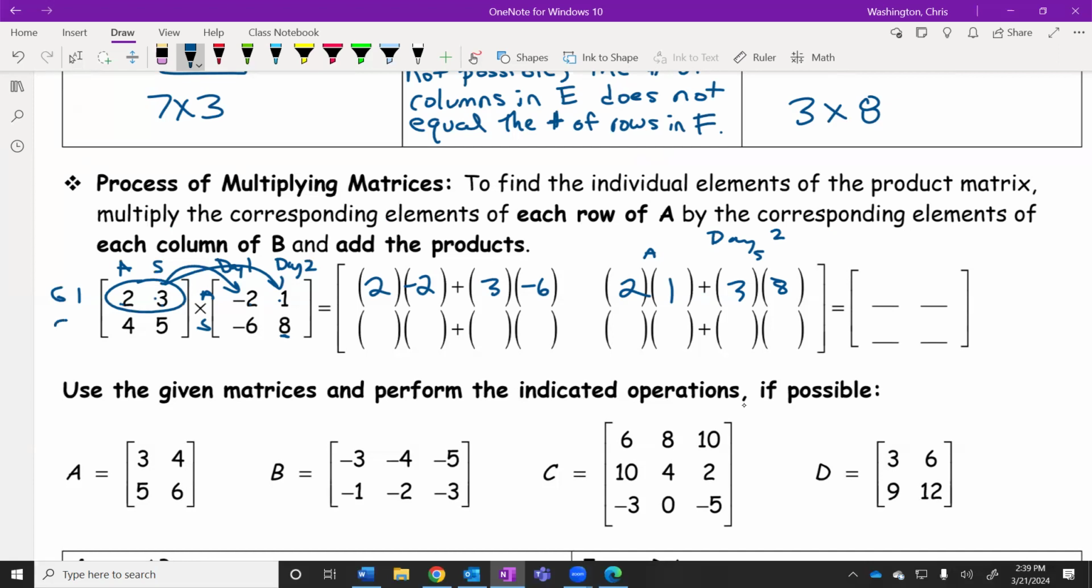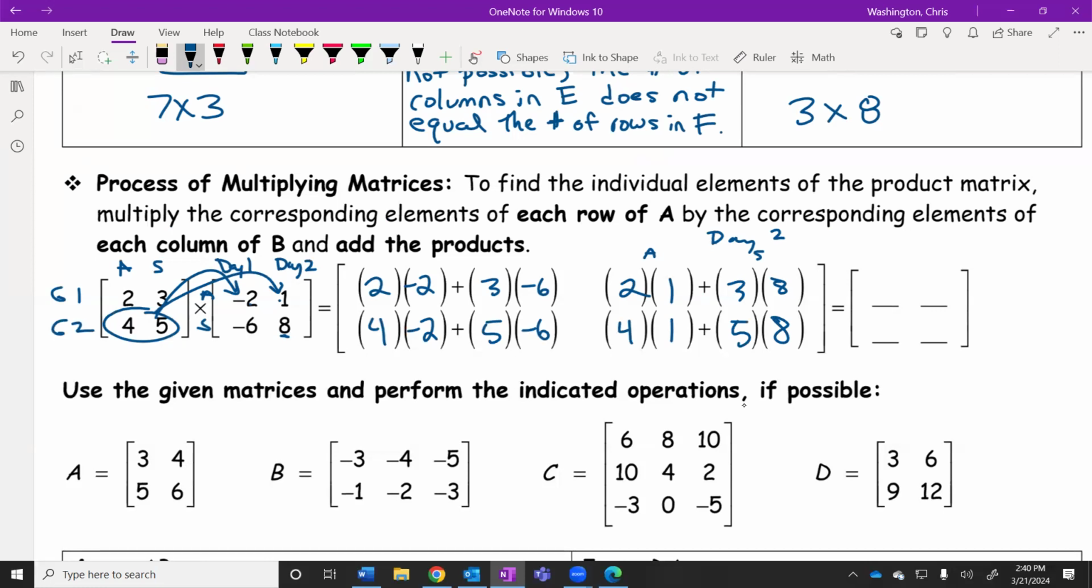Now, game 2 would be represented by the second row here. So we're going to do the same thing we just did in the first row, but now we're going to use the second row. So the 4, 5, we're going to multiply the 4, 5 times the first column. What happened on day 1? Game 2, day 1. 4 times -2, which is -8, and then 5 times -6. And then we're going to multiply the 4 and the 5 by the 1 and the 8 and add them together. 4 times 1 and 5 times 8.